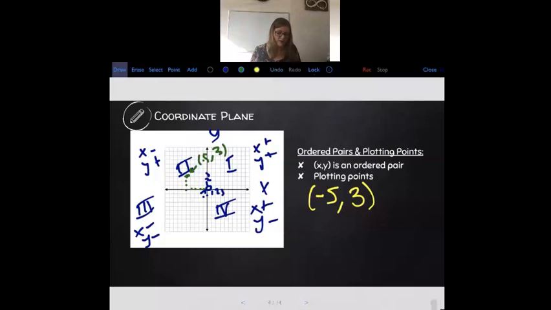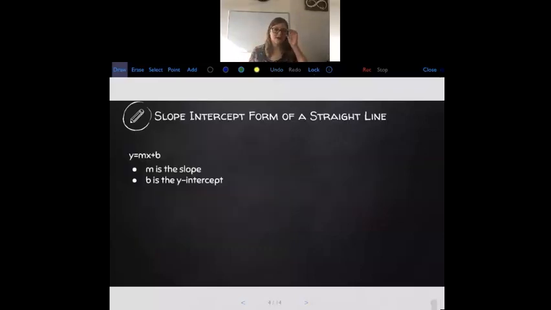Okay. So now that we've understood the coordinate plane, let's talk about slope-intercept form of a straight line. You may have seen y equals mx plus b. So m is the slope of the line. It's also called the rate of change. It's how much you rise and run to get from one point to the next, and that amount is constant. b is the y-intercept, so it's where the line crosses the y-axis.